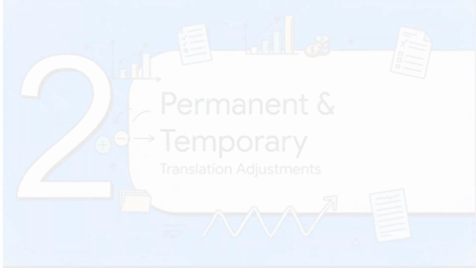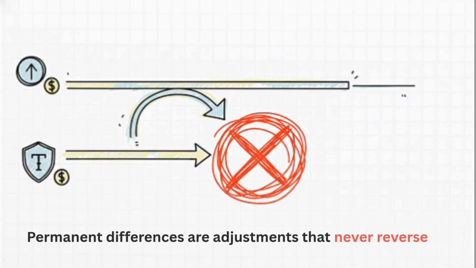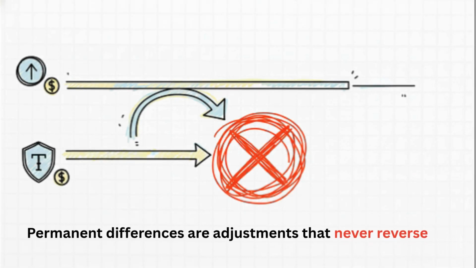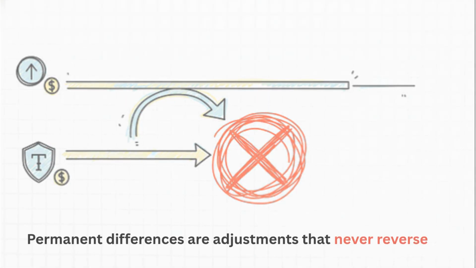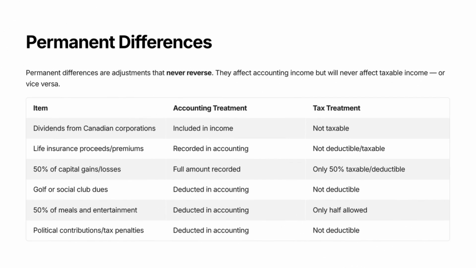Let's dig in. First up, we have permanent differences. The name kind of gives it away, right? These create a gap between your accounting profit and your taxable income that is, well, permanent. It's an item that hits one set of books but will never show up on the other. It's a one and done kind of deal. It will never, ever reverse.